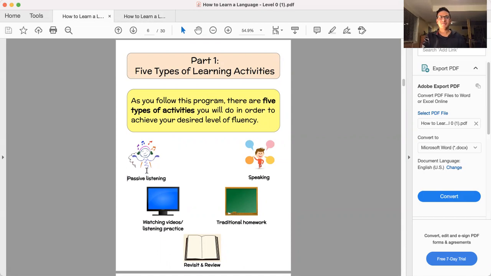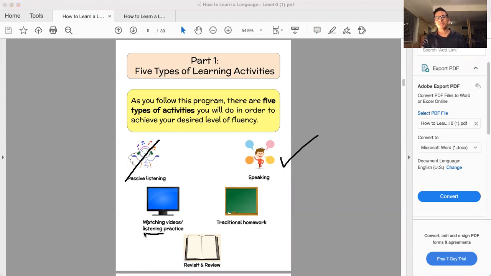Remember, there's 5 types of activities you're doing every week, right? We have passive listening, which is optional, so you may choose not to do it. It's up to you. Remember, you've got to do your listening practice, right? You're already getting lots of speaking. If you're following this level 1 curriculum, you're already getting lots and lots of speaking and time with the tutor.